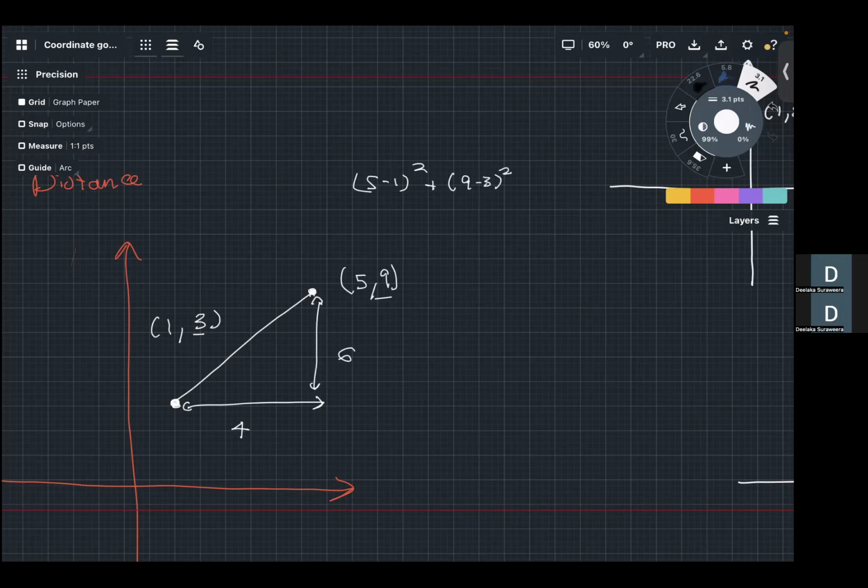And then what do you do? You just do 4 to the power 2 plus 6 to the power 2. Oh, wait, oopsie. Oh, yeah, plus. Is this the answer? No, you need to do square root. So if you do the distance formula, you just do it like this.